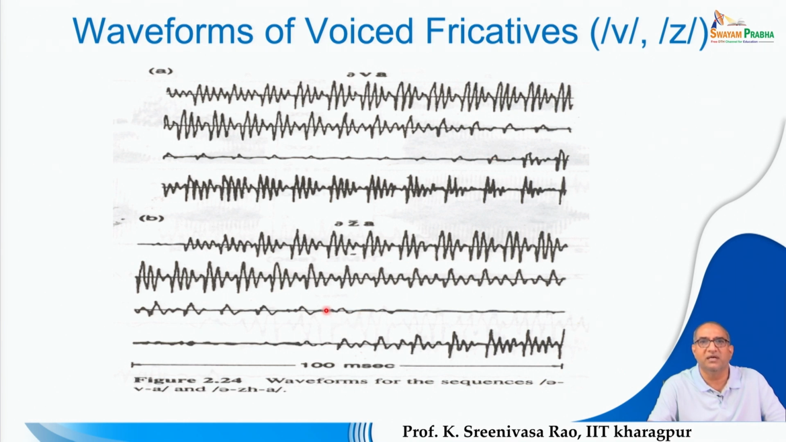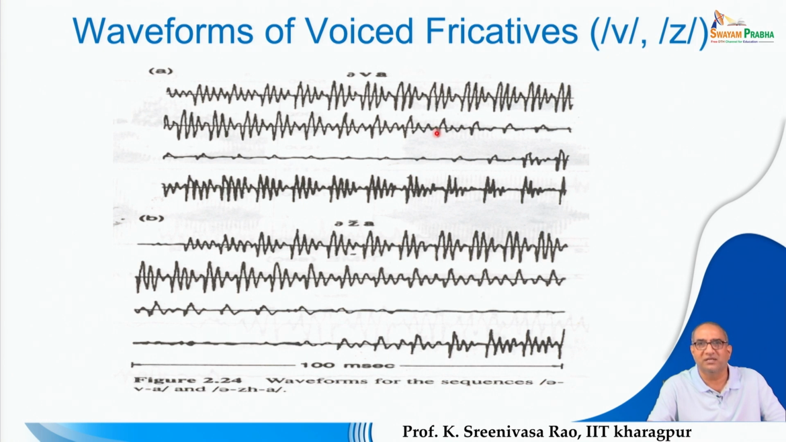Similarly, in the case of eza also, you can see a frication, and along with that you can perceive some kind of turbulence. Because of that, along with the voicing and the periodic structure, you can also see some kind of noise associated with it, in the case of eza and eja also.